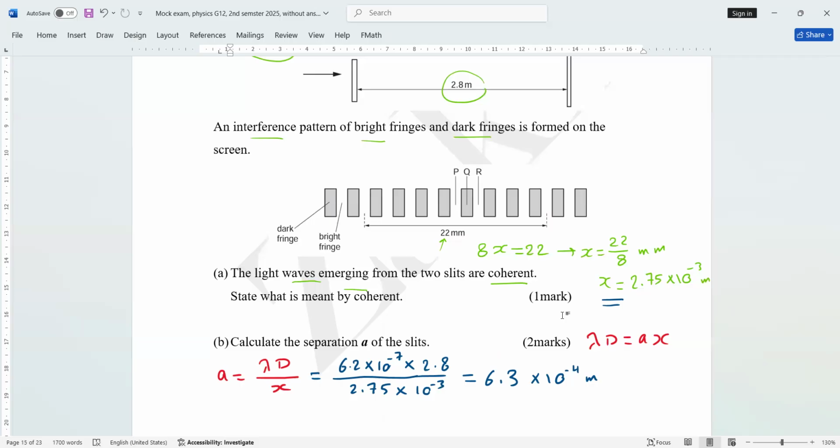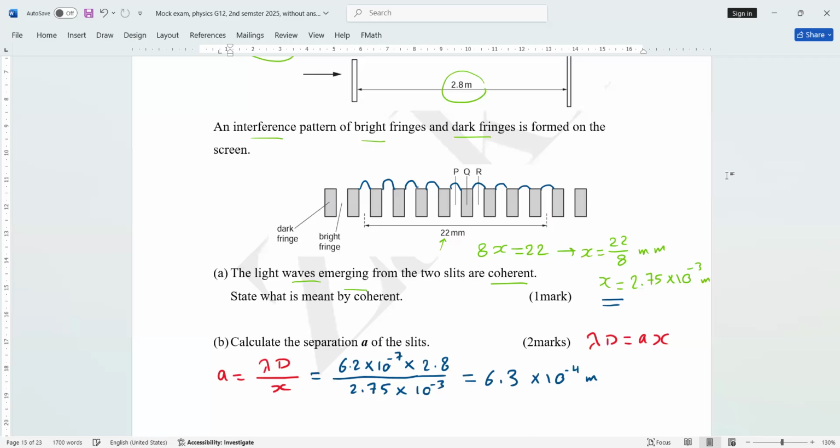Good question. This is bright. It's okay. So this is bright. Can you see? And this is bright. Okay, bright, and so on. And this is dark. Now, here, can you see?